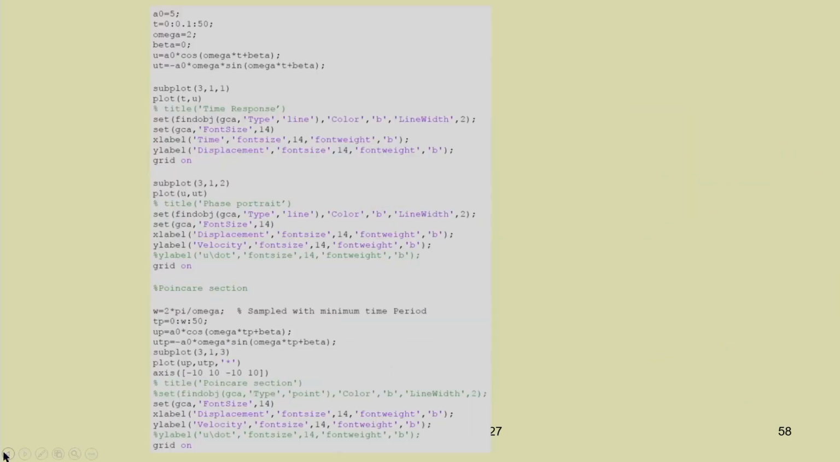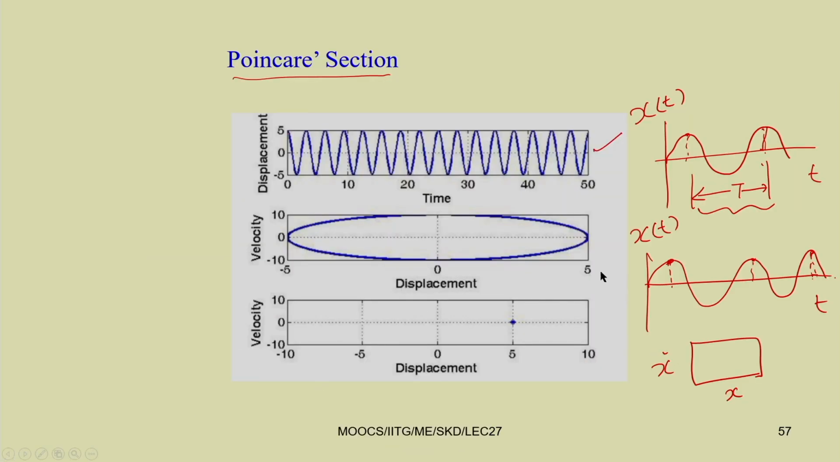In case of a phase portrait, you plot both displacement and velocity, so you have to store more data. You may store it using this: this is t, this is x and this is x dot. Let us say you have taken 1000 time points. In that case, this will contain 3000 points.